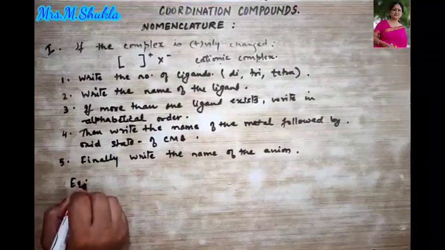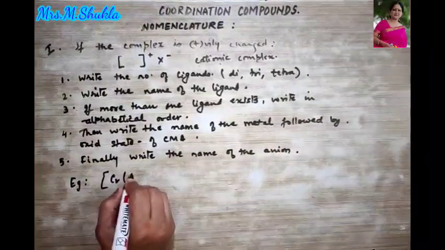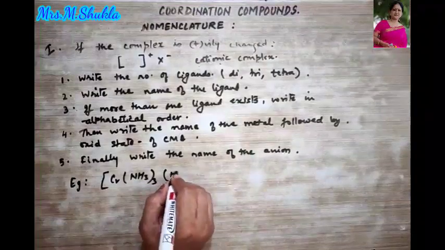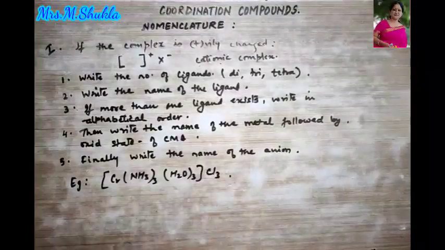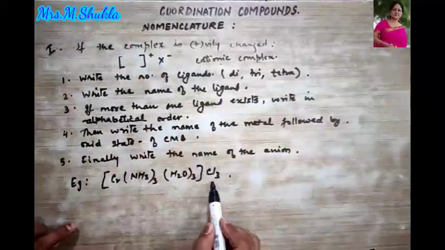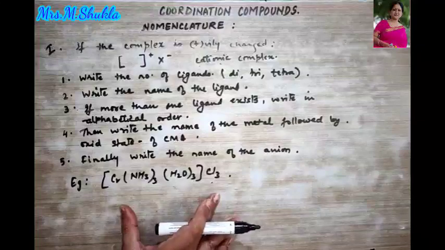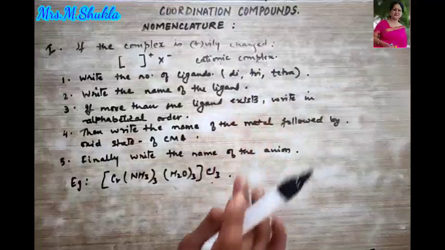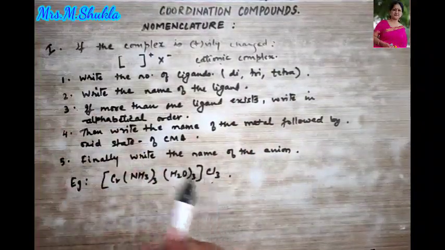So let's take an example over here. It can be Cr(NH3)3(H2O)3 Cl3. Okay. Now look over here. This is plus and X minus. So what kind of a complex is this? This is a cationic complex. I hope this first point is very clear. If the complex is positively charged, it is a cationic complex. Now we are going to read every step and name this.